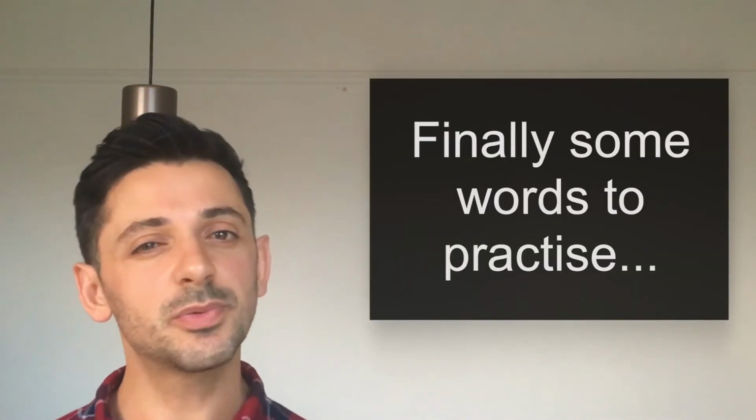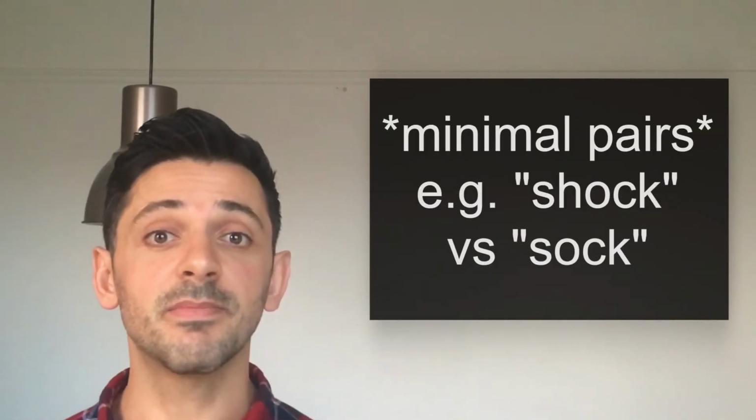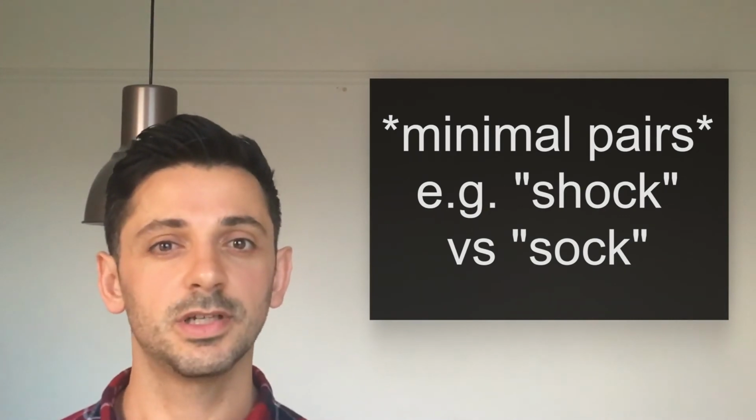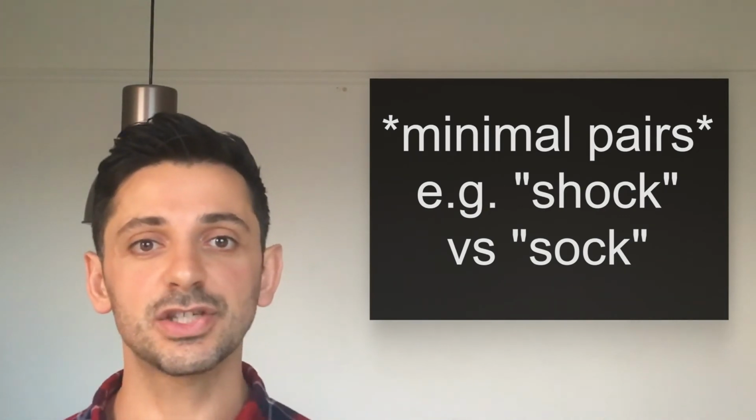Once you're feeling confident with the two positions, switch between them. S, sh, s, sh, s, sh. This is the point where you apply your practice into words. Try switching between minimal pairs. For those who aren't aware, minimal pairs are basically two words that are the same in pronunciation except for one sound. Like, for example, shock and sock.